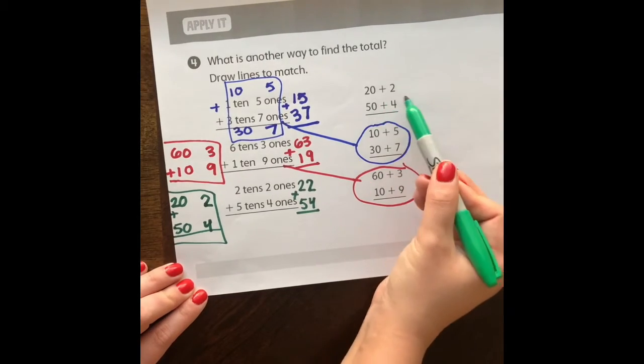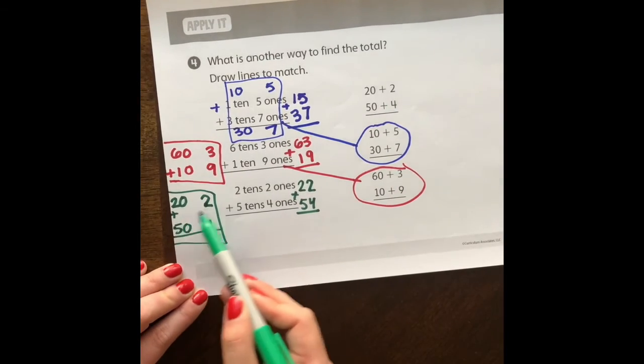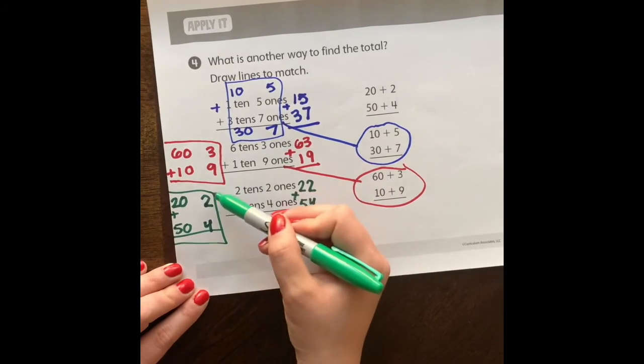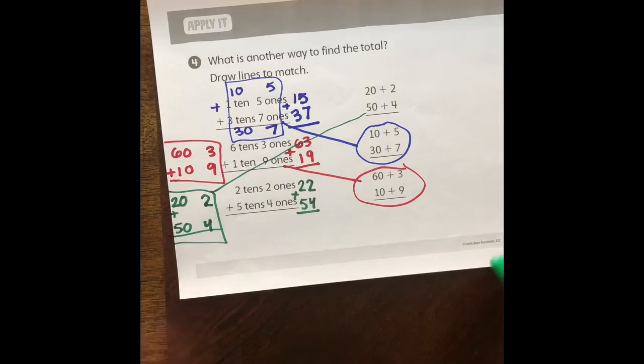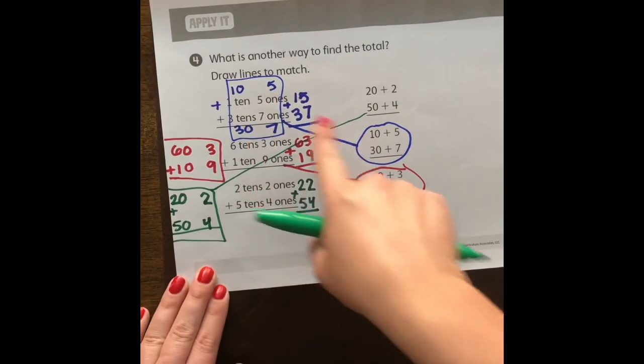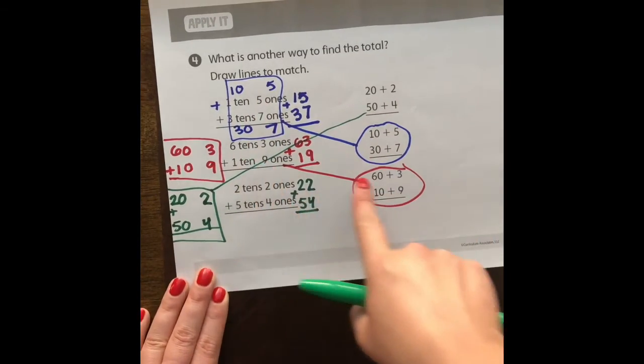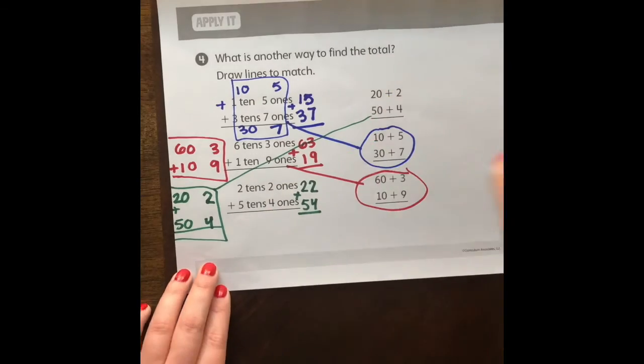And 20 plus 2, 50 plus 4. That looks correct. So that is how it should be. The first one is with the second, the second is with the third, and the third is with the first.